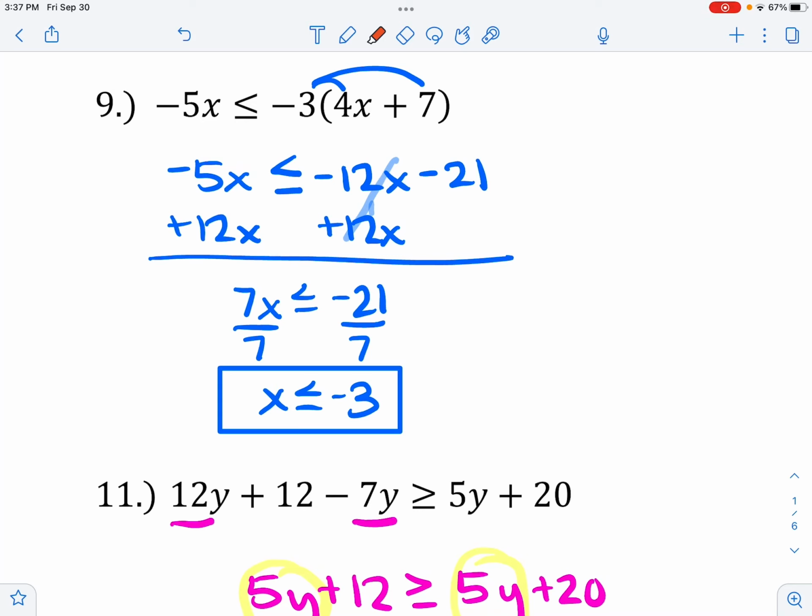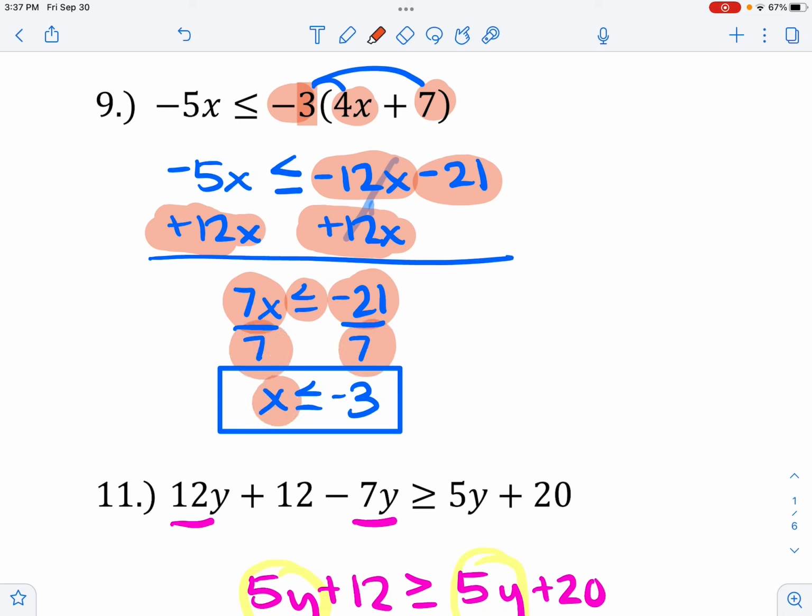So I go ahead and distribute my negative 3 to 4x, which gives me negative 12x. Negative 3 times 7 is negative 21. And now I have to get my x's on the same side. So I went ahead and used my inverse operations. Because it's negative 12x, I add 12x to both sides, getting 7x is less than or equal to negative 21. And SADMET, by using my inverse operation of dividing by 7, getting x is less than or equal to negative 3.